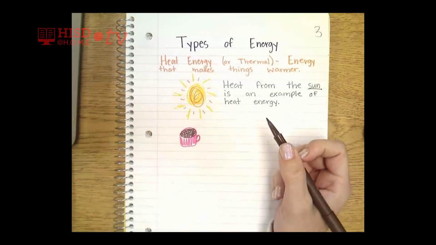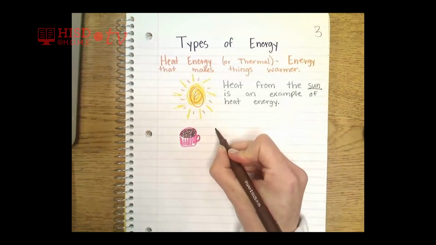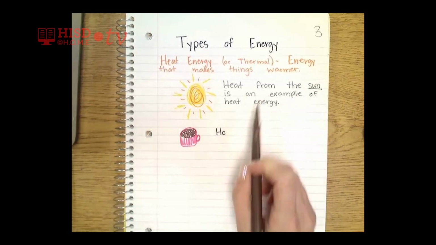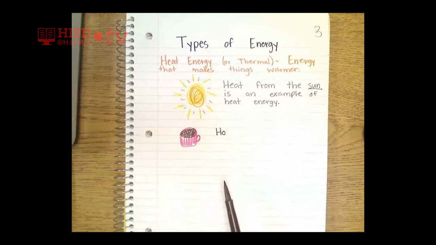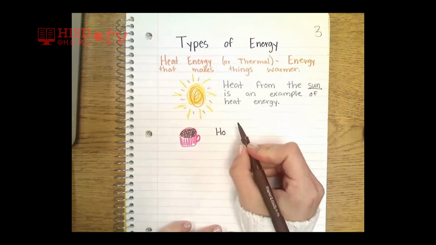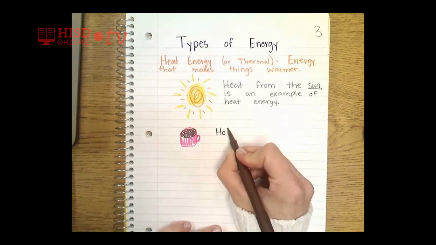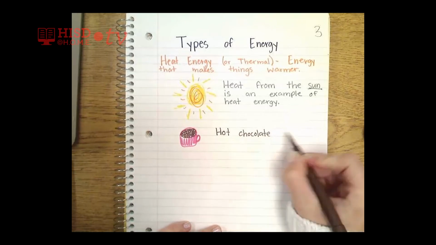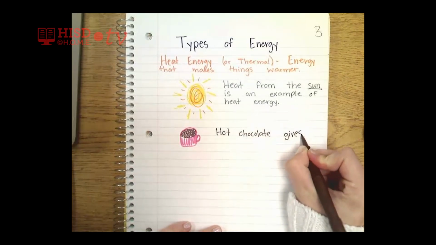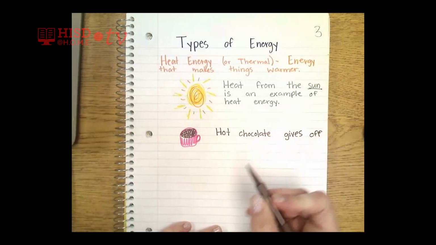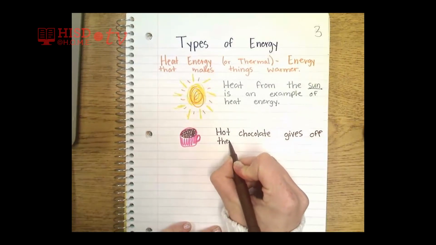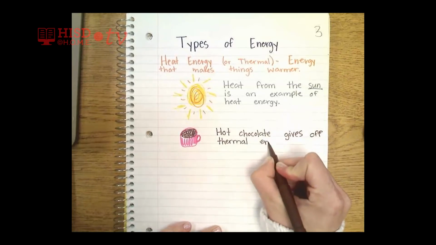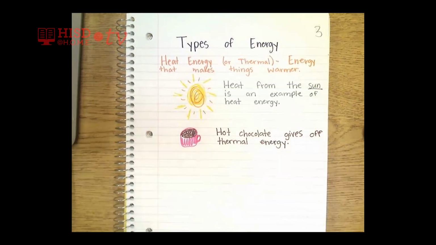I'm going to say hot chocolate gives off heat or thermal energy. And you could write it like we did before: heat from hot chocolate is an example of heat energy, or an example of thermal energy is hot chocolate's heat. But I'm going to say hot chocolate gives off thermal energy, because we need to see it both in thermal energy and heat energy. I'm going to give you about a minute for this.